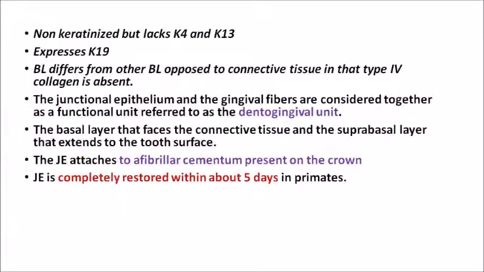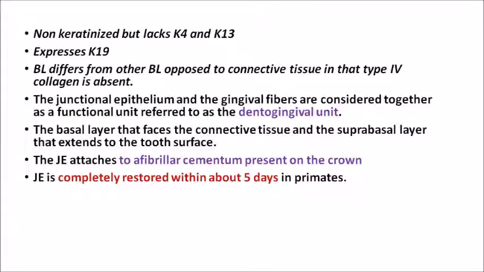Okay. In sulcular epithelium, we saw it is a non-keratinized epithelium, so it expresses esophageal type cytokeratins like K4 and K13 and less of K19. But junctional epithelium, as I told you, is a unique structure. It is showing all unusual characters. Even though it is non-keratinized, it is lacking K4 and K13 expression, and it expresses K19. And the basal lamina of junctional epithelium is also different. It is lacking type 4 collagen.